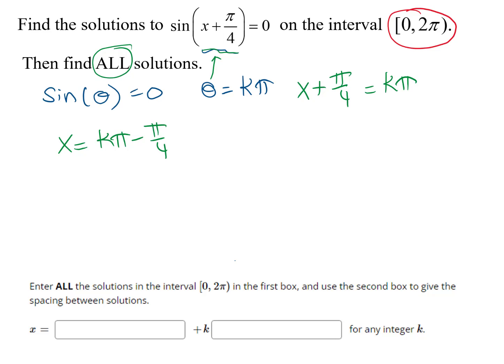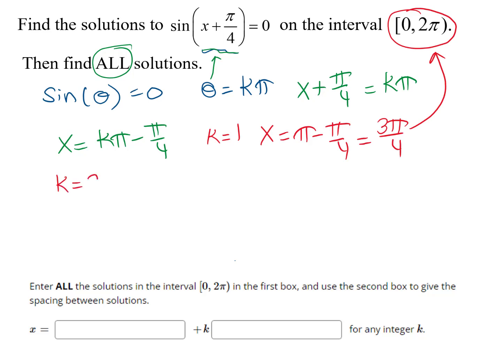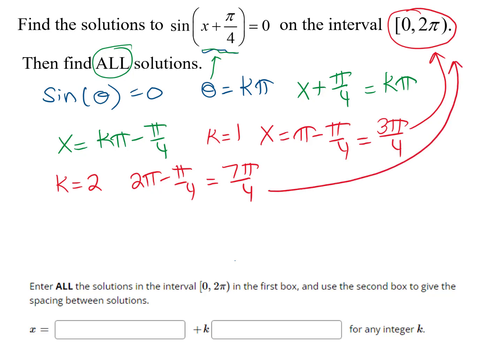But what if we let k equal 1? So if k equaled 1, we'd have x equal pi minus pi over 4, and that is 4 pi fourths minus pi fourths, which is 3 pi fourths, and that is on our interval between 0 and 2 pi. So that's one of our solutions. If we let k equal 2, we would have 2 pi minus pi over 4, and that would be 8 pi fourths minus pi fourths, which is 7 pi fourths, and that's also on our interval between 0 and 2 pi.